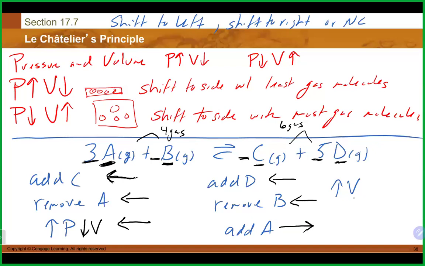And lastly, increasing the volume, that's going to decrease the pressure. Larger volume means I need more gas molecules to fix that. So it's going to go to the right. Any questions on any of those?